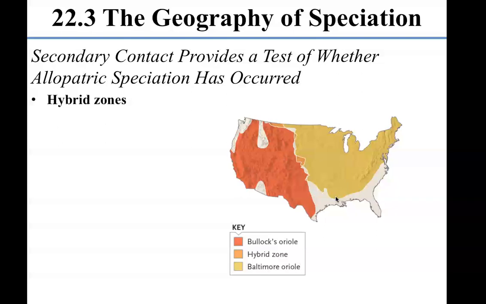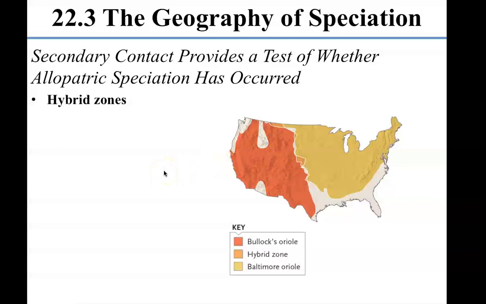All right, sometimes what can happen is you can form these hybrid zones. Going off that example we just discussed, here we've got these oriole birds: the Bullock's oriole and the Baltimore oriole. The Baltimore oriole lives basically east of the Rocky Mountains, and Bullock's oriole lives in the Rocky Mountains and west. Where their ranges overlap, you can form these hybrids. These are called hybrid zones.